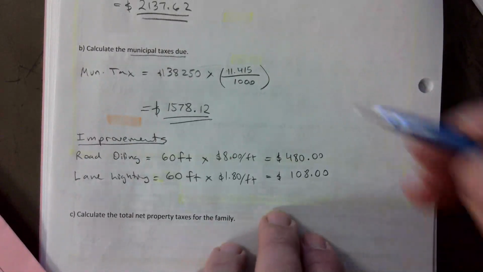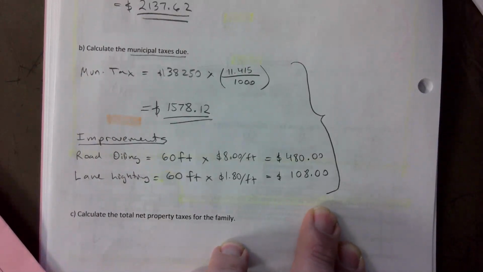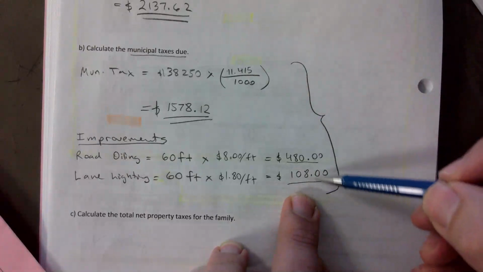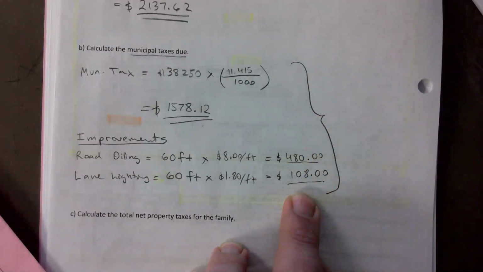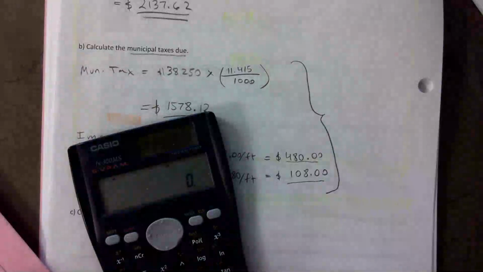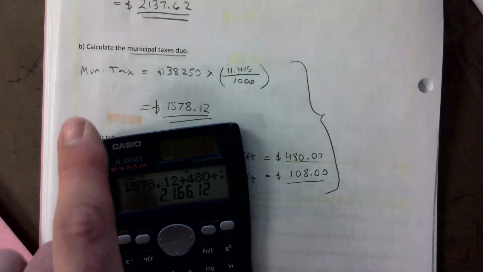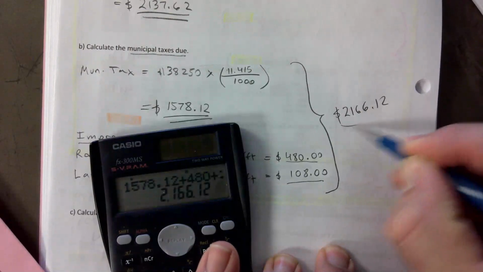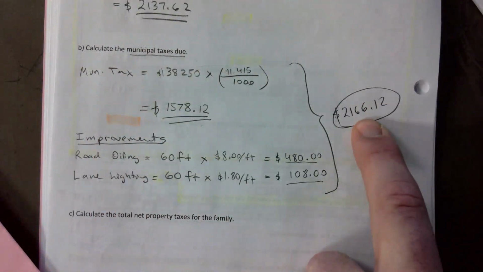So technically, folks, the municipal tax, I'm going to underline all of these because they're important, but the municipal is adding up any improvements and the number you got from the mill rate. You got to add it all up together. So 1578.12 plus 480 plus 108. There you go. 2166.12. That would technically be your municipal taxes in this case.